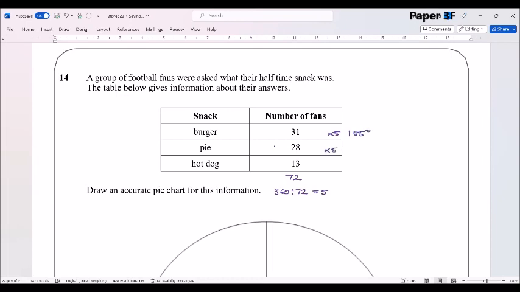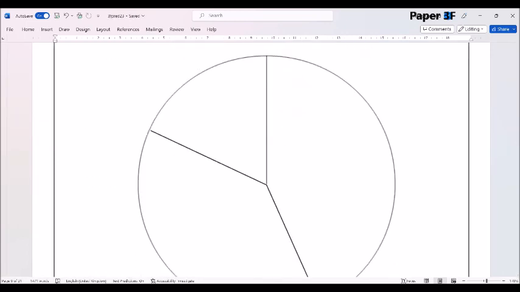28 times 5 is equal to 140 degrees. And 13 times 5 is equal to 65 degrees. Now, rather than try and draw this and measure this on the screen, I've done one already, which has been measured out. And hopefully our answer looks something a little bit like this.